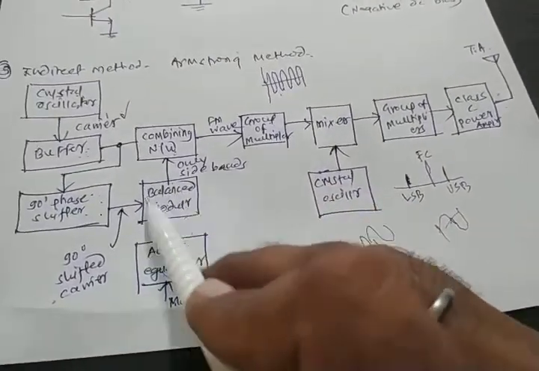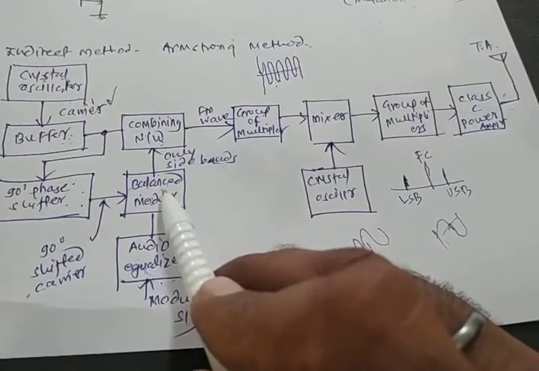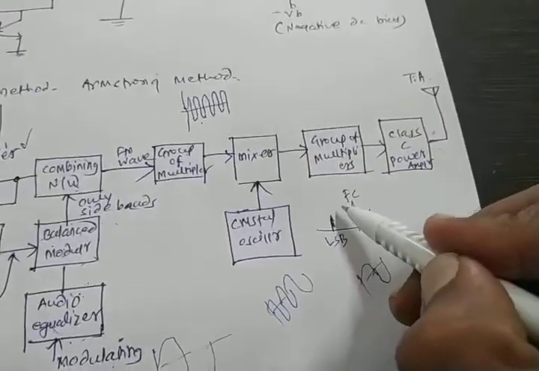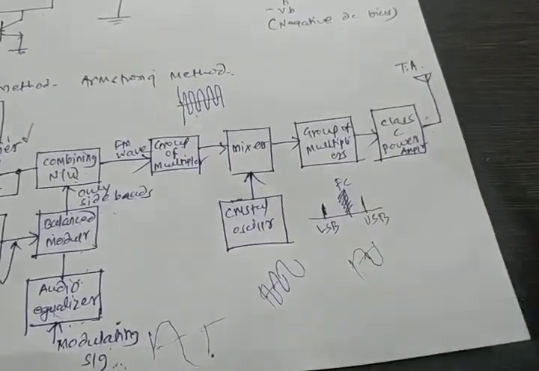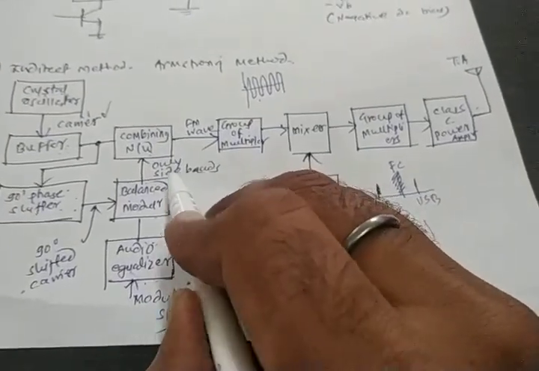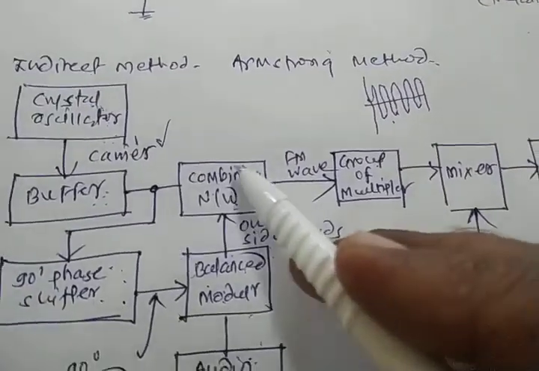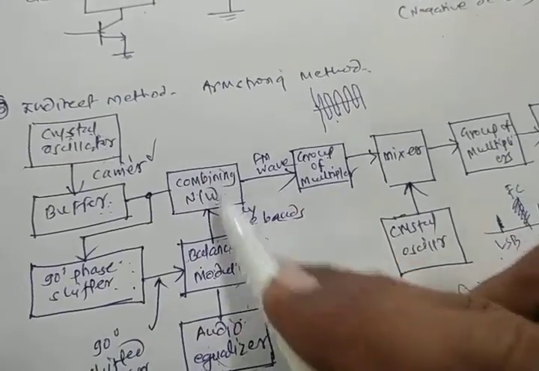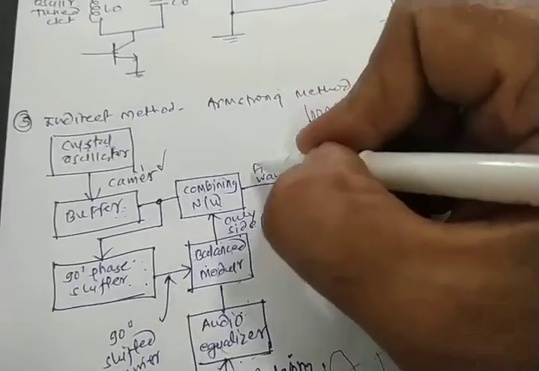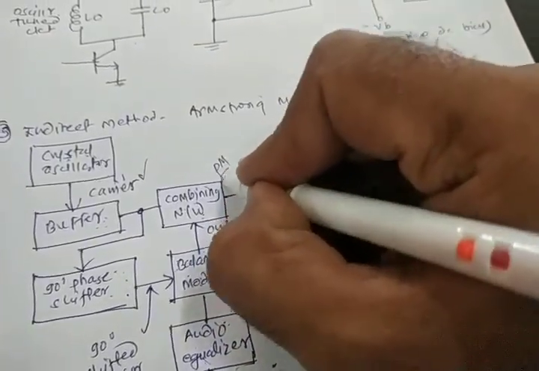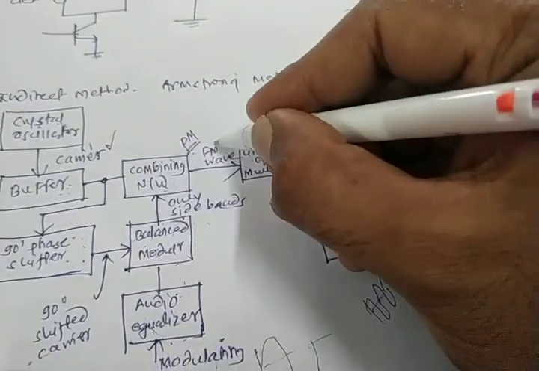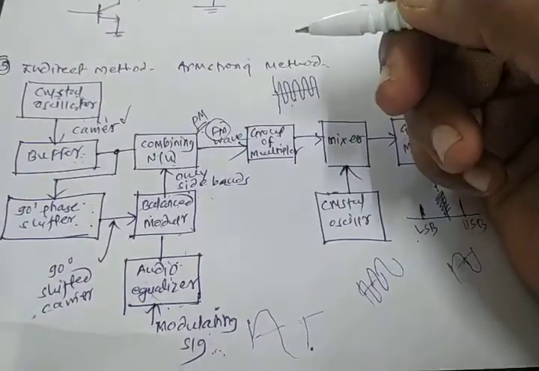The balance modulator circuit performs the action that it generates only the sidebands here, and it removes the carrier signal. So only these two sidebands, LSB and USB, are combined here, along with the other carrier signal. With respect to these, the combining network generates the PM signal, first the phase modulation signal, which we can observe, and then this phase modulation signal we can convert into the frequency modulated wave.